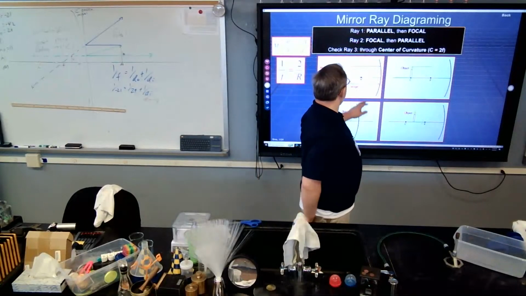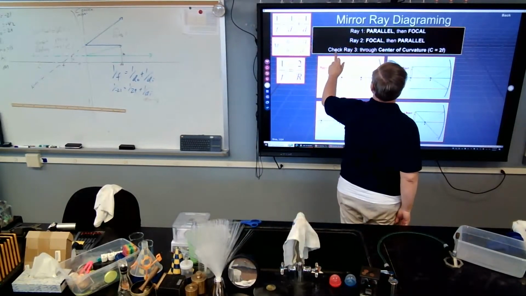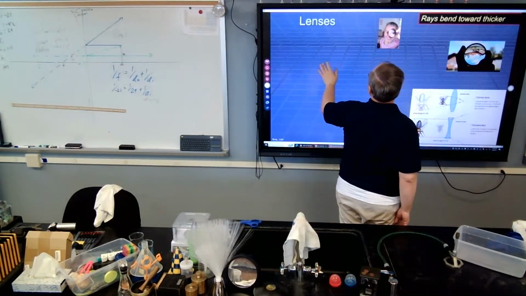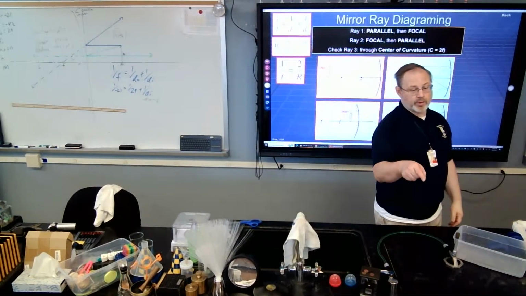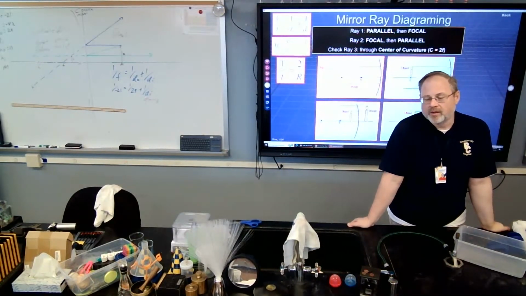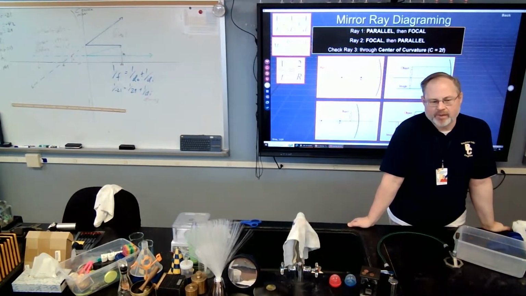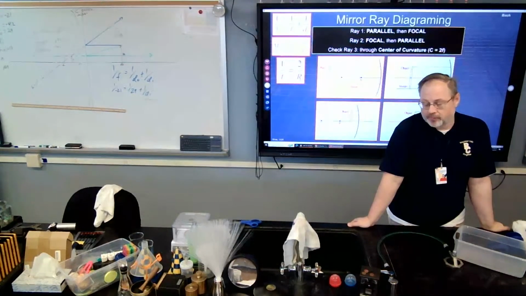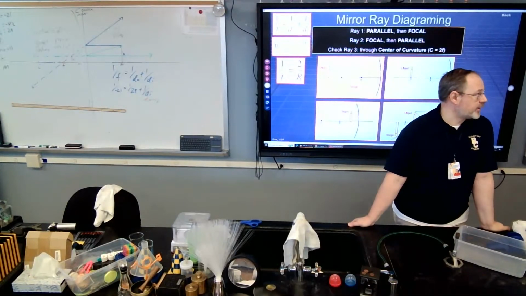All right, and tomorrow it's lenses. Yay, lenses! So do that worksheet tonight, please. Lenses kind of make everything backwards. A mirror is the opposite of a lens. So lenses are going to get a little funky. Some of the rules are still the same, but not all of them.